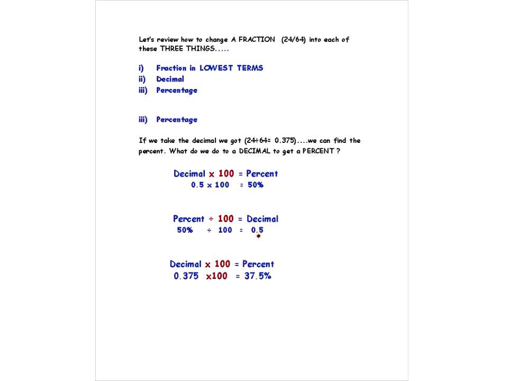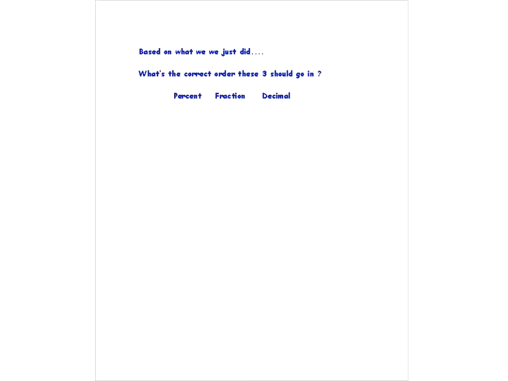Okay, so in this question again, we're trying to go from a decimal to a percent. So we multiply this 0.375 times 100, we get 37.5%.